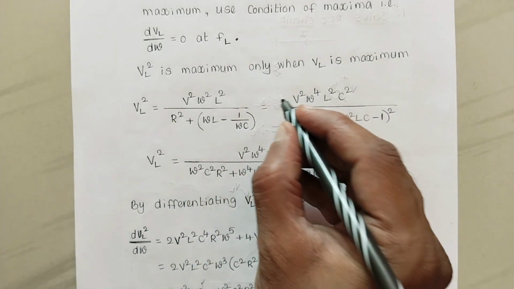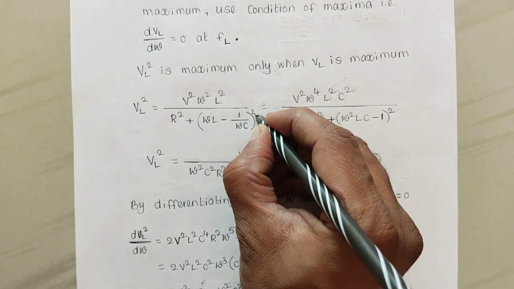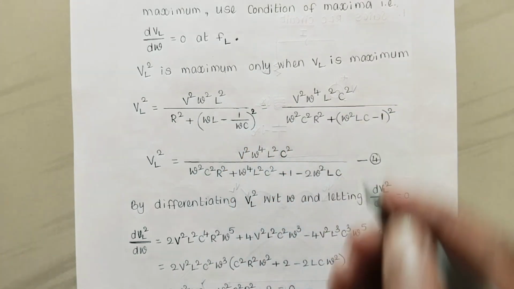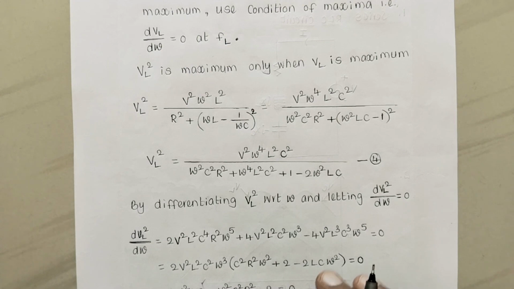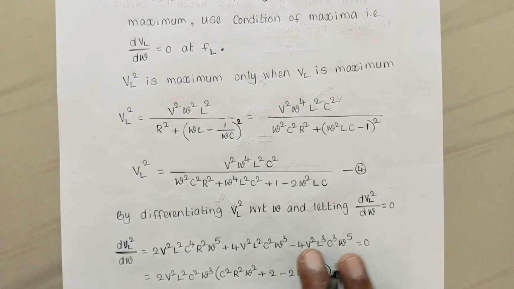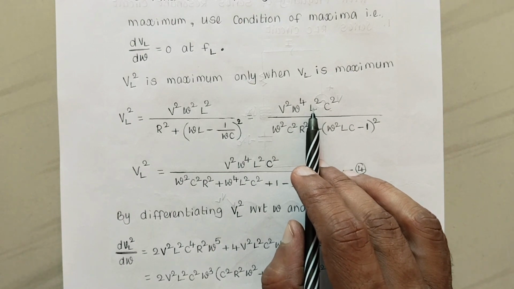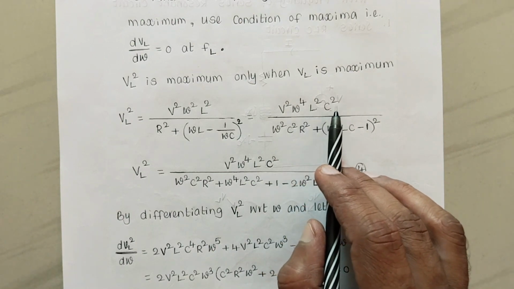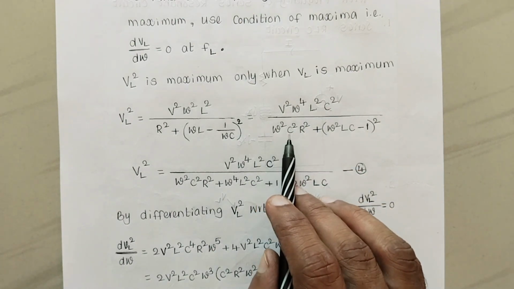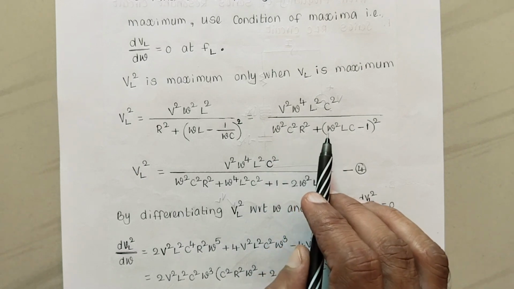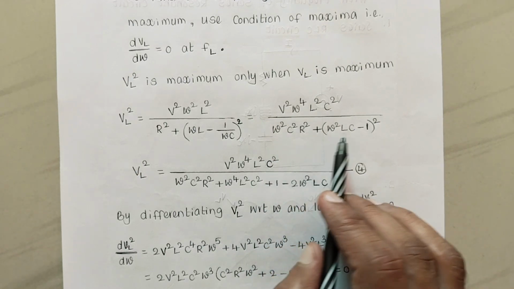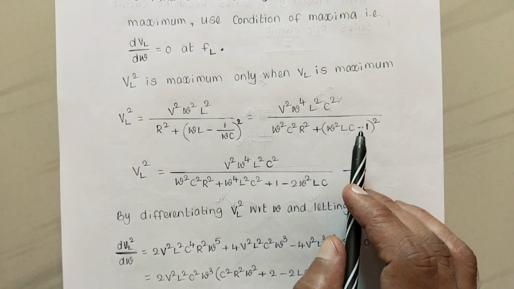So here we get the whole square. So here we are eliminating the square root by squaring on both sides. So if we simplify this, we get VL square = V square omega power 4 L square C square by omega square C square R square plus (omega square LC minus 1) whole square.